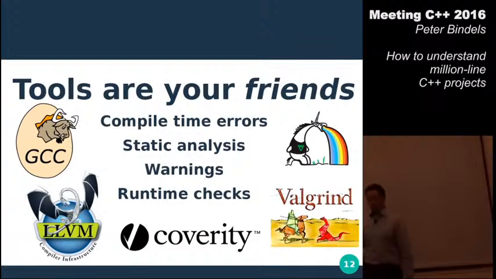So there's GCC and LLVM. You're using it anyway. You already have that in your build setup. Turn the warnings to the maximum, get their information, even if you're just ignoring it for now. When you have a bug in some code, figure out what warnings are in there. Let's look at that first. It's probably wrong.